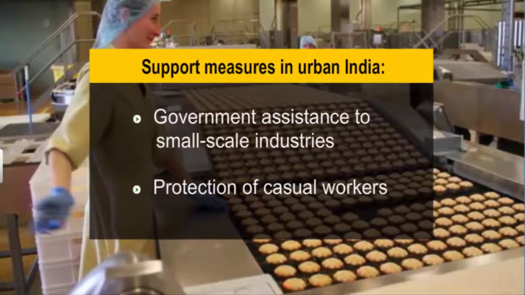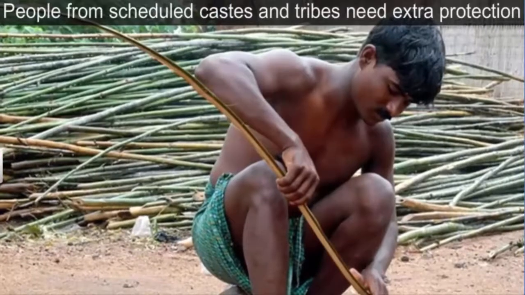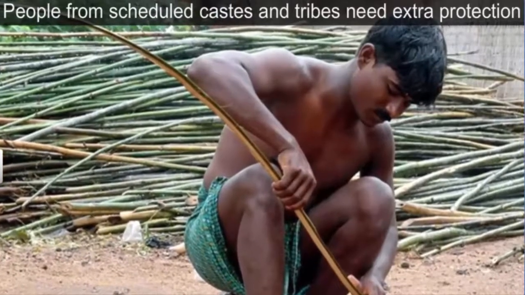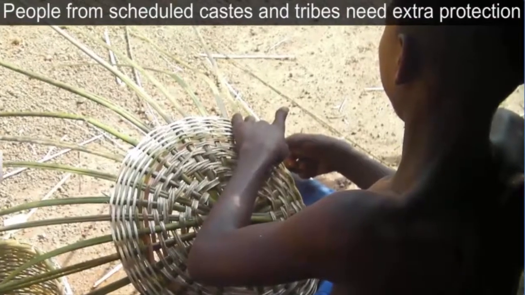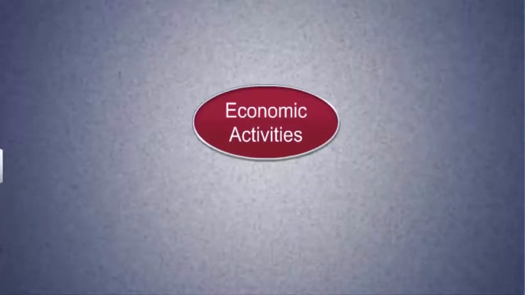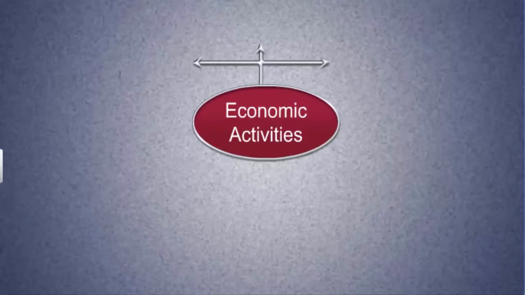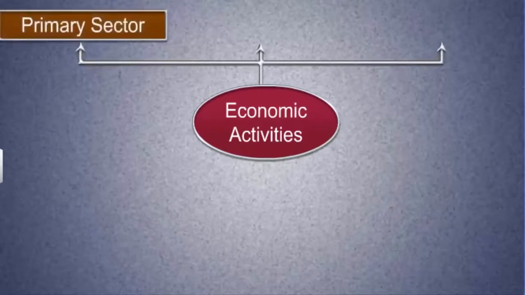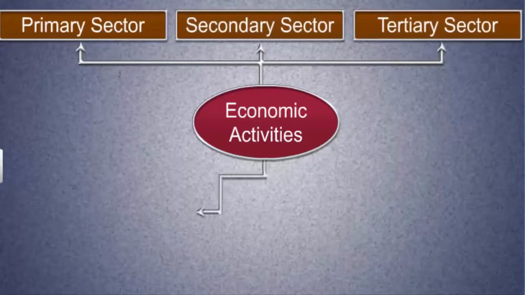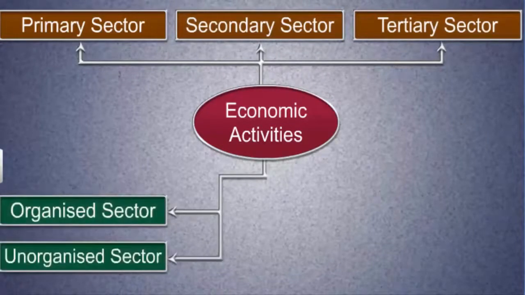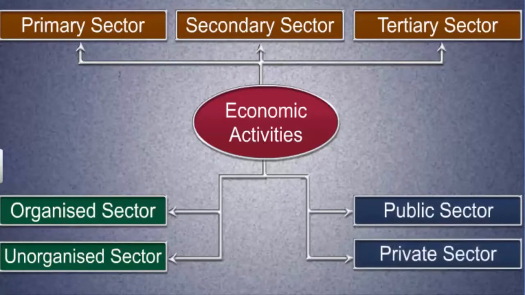People from the scheduled castes and tribes need extra protection as they also face social discrimination besides the other disadvantages of the unorganized sector. You have already studied about the classification of economic activities into primary, secondary, and tertiary sectors, and organized and unorganized sectors. Economic activities can be classified in yet another way, into public and private sectors.